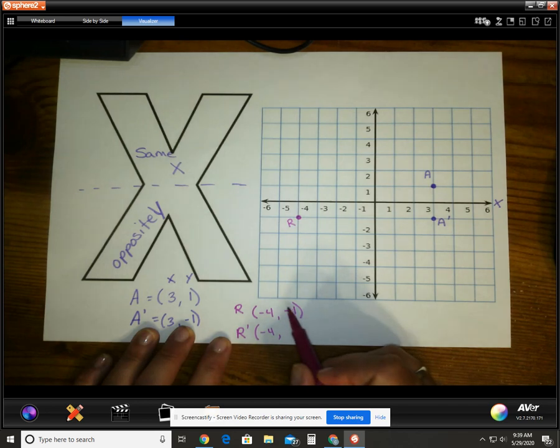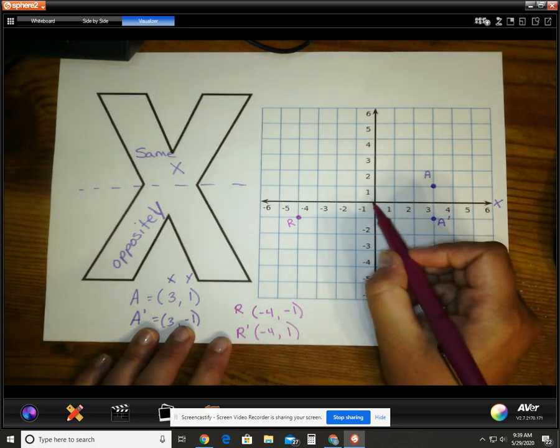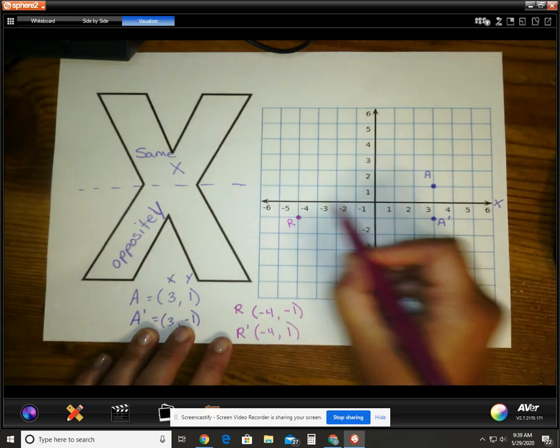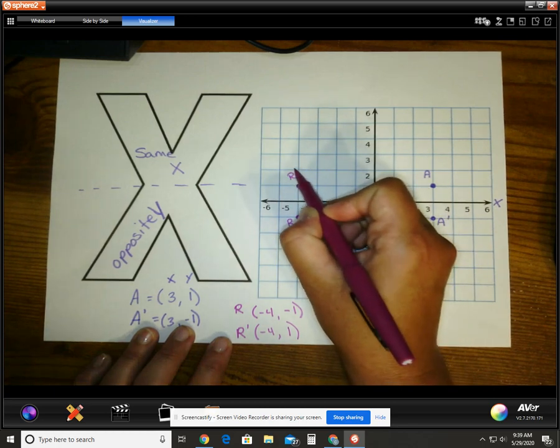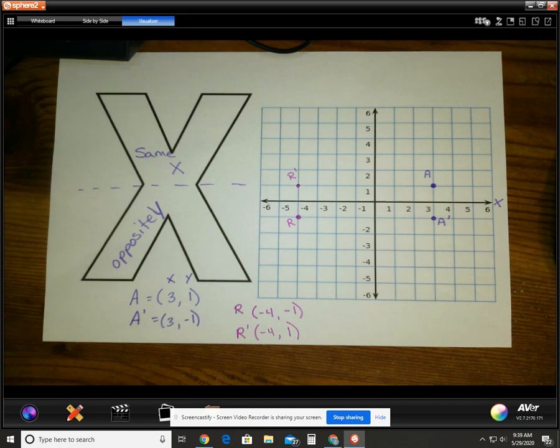And I'm going to do the opposite for the y coordinate. So it's the opposite of -1 is 1. So my reflection, or my R prime, should be at -4, +1. And I'm going to mark it with R and the prime. Okay, does that make sense to you guys?